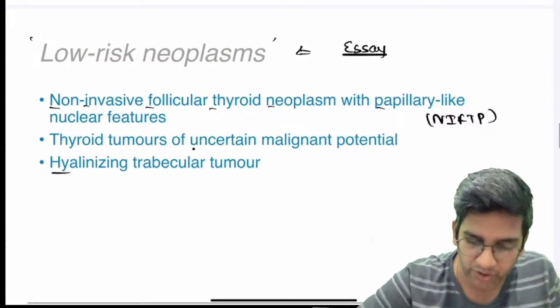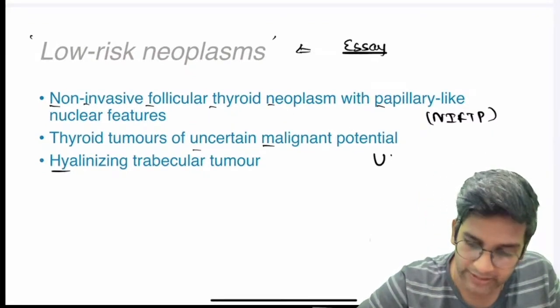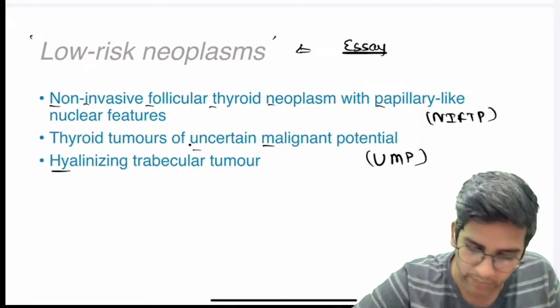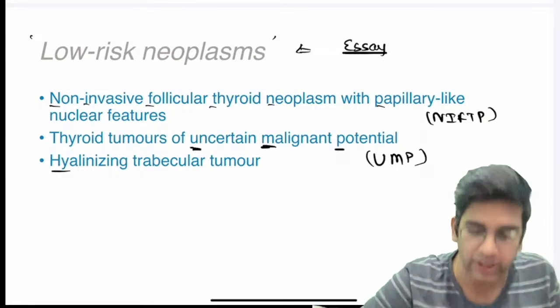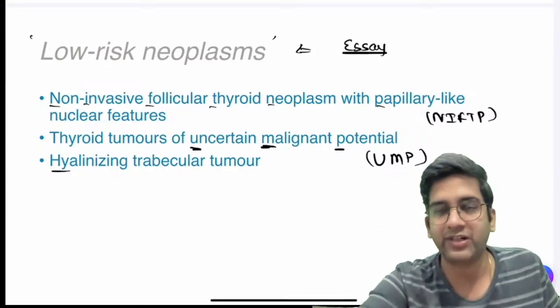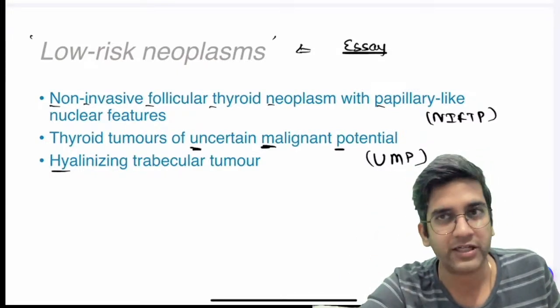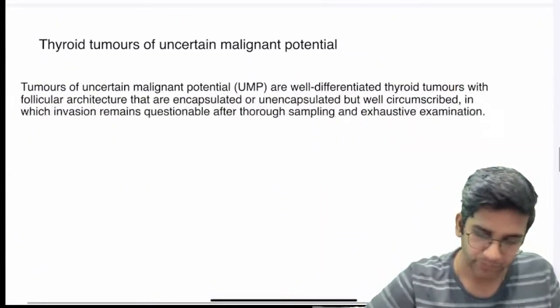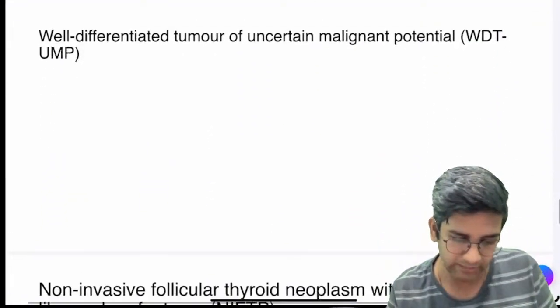Then thyroid tumors of uncertain malignant potential. Okay, UMP is uncertain malignant potential. This is something which is newly introduced and we have subcategories of this. We also will see if the time permits, right? But NIFTP is definitely something which you're going to see for sure. Okay, I'll go with NIFTP first, then I'll come to this.